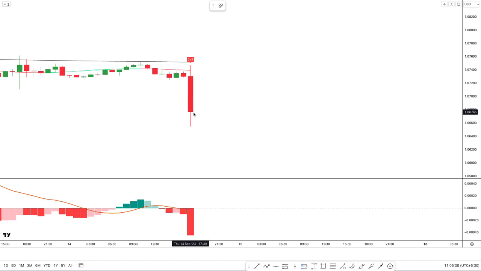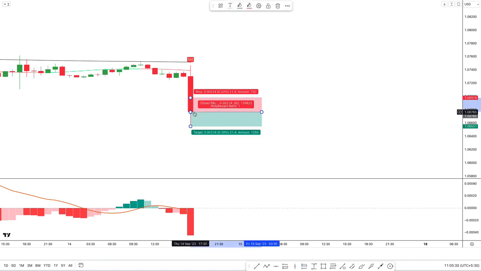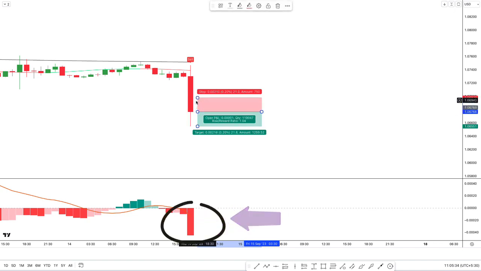Last but not least, we want to ensure that there is enough bearish momentum in the market to push the price in the direction of our trade. For that, we're going to make sure that this last histogram bar of the MACD indicator is colored red, and this orange signal line should also be below the 0 line. If the signal line happens to be above the 0 line, that setup becomes invalid.